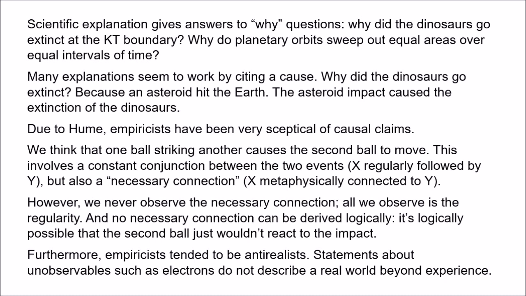For the empiricists, the point of science is prediction and control of observable phenomena. And statements about unobservable entities, so statements about electrons and protons and so on, these should be viewed as useful tools. They don't really describe the world beyond our experience. So this is an additional reason to worry about causal relations in explanations. If we shouldn't believe that electrons exist, well, obviously we shouldn't believe that they can cause anything.